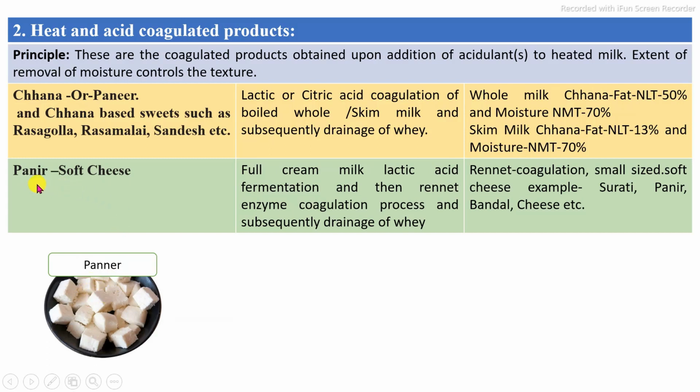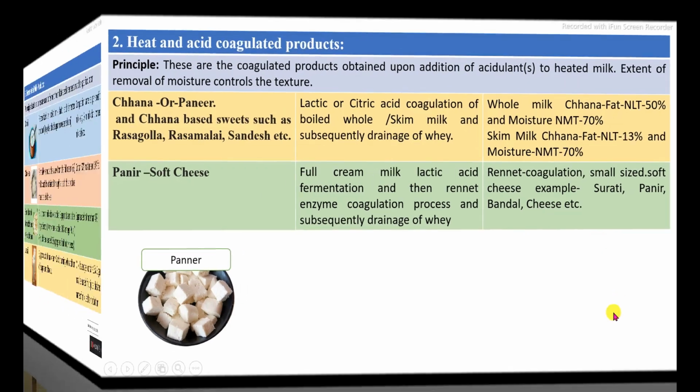The second one has a similar name, paneer, but it is like a soft cheese, produced from fully creamed milk by lactic acid fermentation, that means curd, and after that the addition of rennet for enzyme coagulation, which is the same as the cheese manufacturing process. First lactic acid fermentation, then enzymatic coagulation by addition of rennet enzymes to produce the cheese, which is used for the preparation of a number of products.